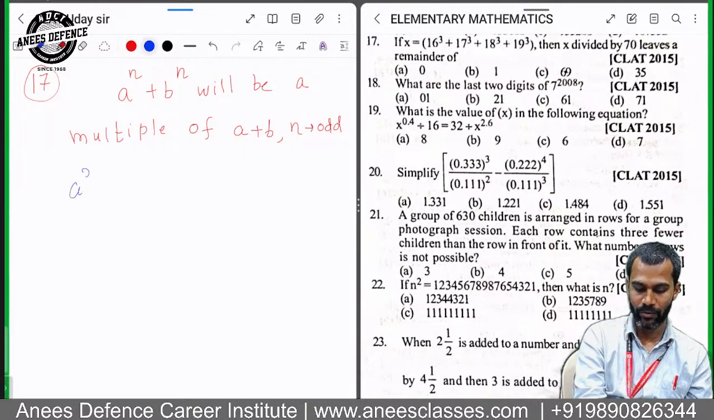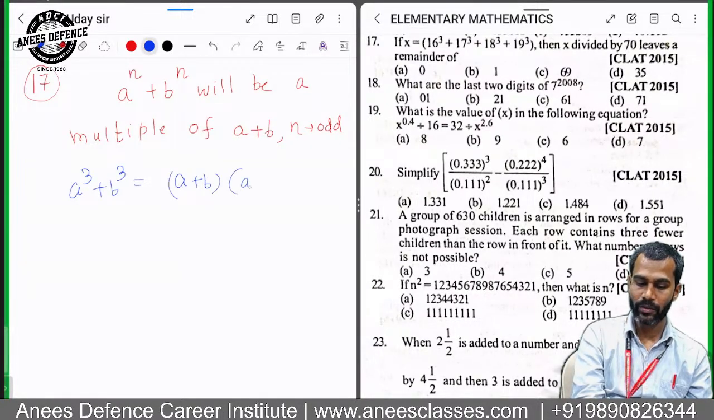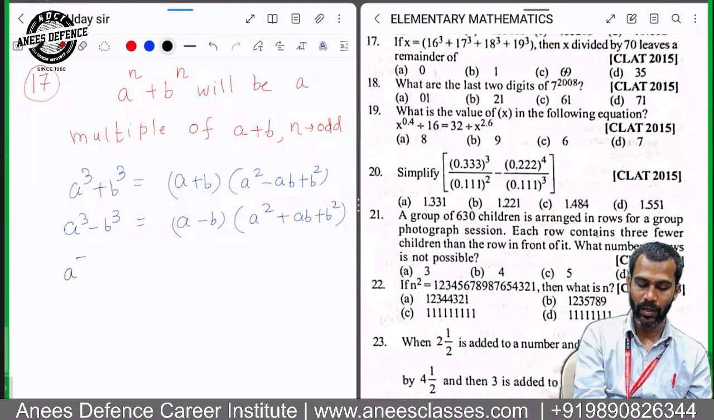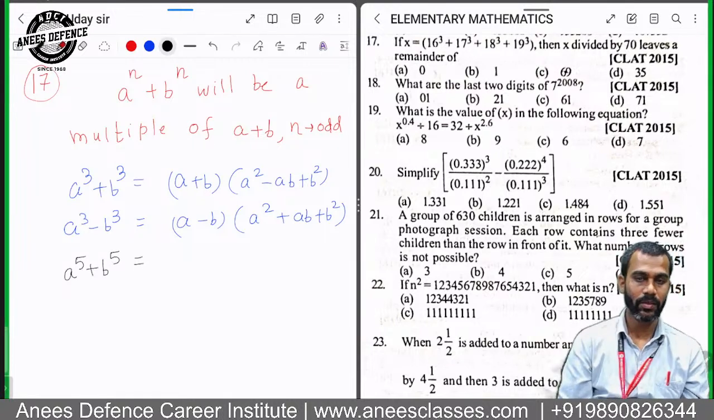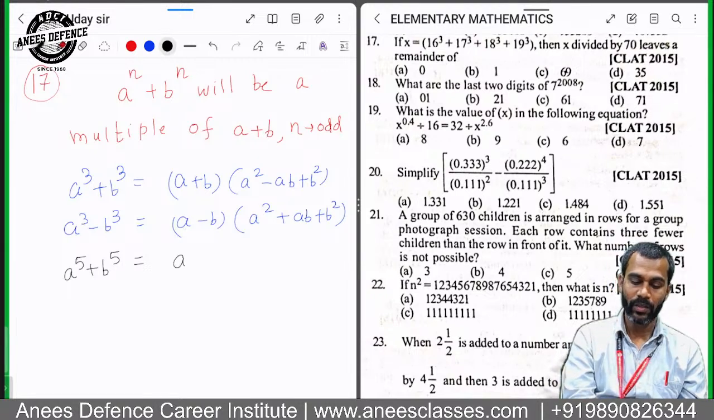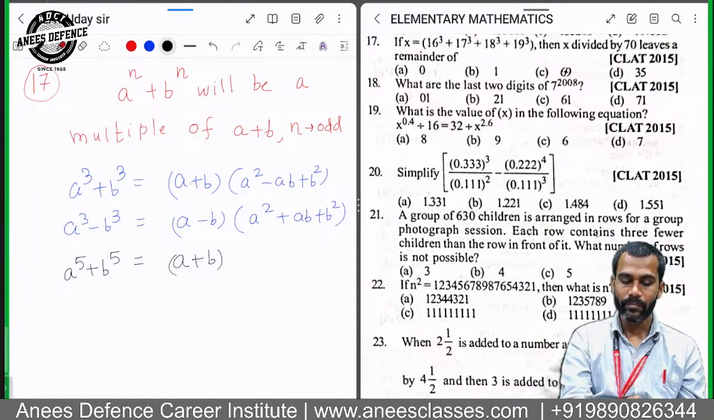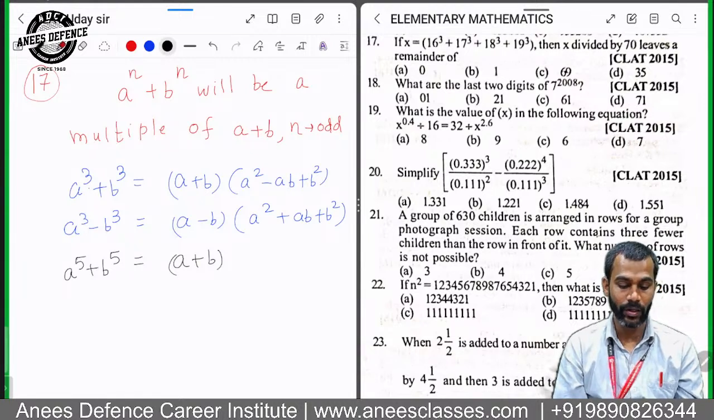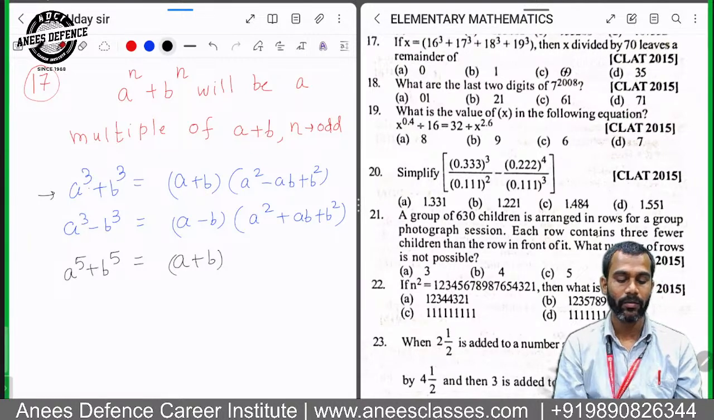See, what is a cube plus b cube? A plus b into a square minus ab plus b square. What is a cube minus b cube? Please observe. A plus b will increase the power. Now tell me, a square plus ab plus b square. Yes or no? Now, what is a raised to 5 plus b raised to 5? Just tell me. A plus b, c. What is the degree here? 3. Here in the first formula, 3.